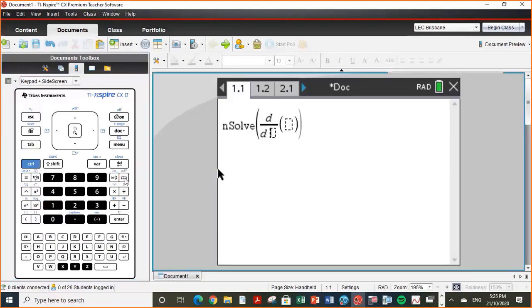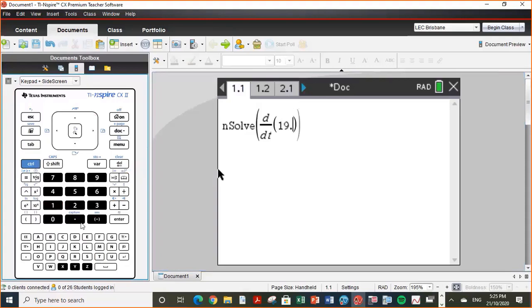Our independent variable is t, and then in that box, we want to type in 19.6 times t minus 4.9 times t squared. We want to set that to 0, and we want to solve for t. And if we need to, we could also specify a domain constraint.